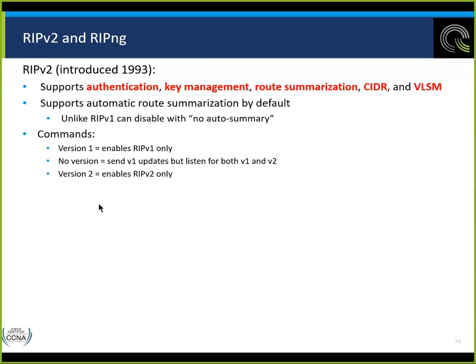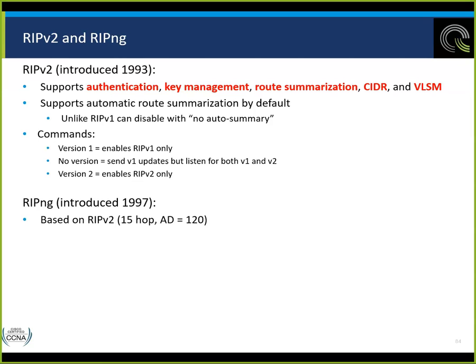The commands: version 1 enables version 1 only, version 2 enables version 2 only. If we don't do a version statement, we're going to send v1 updates, but listen to both the v1 and the v2. The default is version 1, so version 1 will take v2 updates, v2 will not take v1 updates.